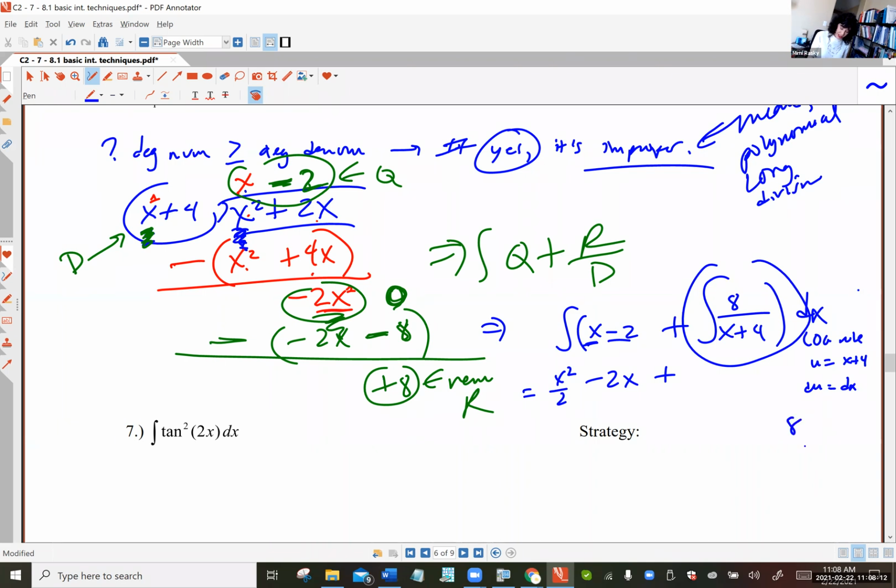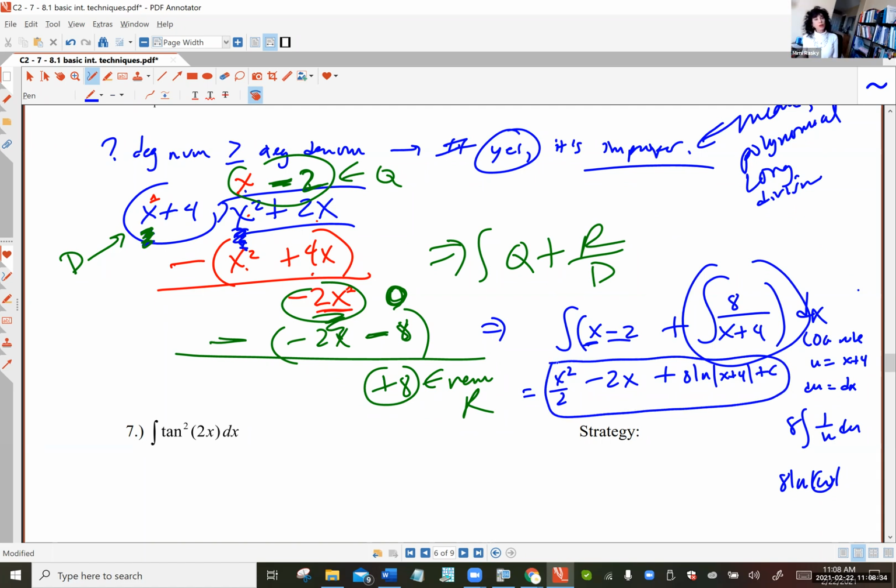If I pull the 8 out, it looks like 8 times the integral of 1 over u du. So that's going to be 8 ln u. And then when you put your u back in, which is x plus 4, we have 8 ln absolute value of x plus 4 plus c. And there is your final answer for number 6. So the recap on that is polynomial long division.